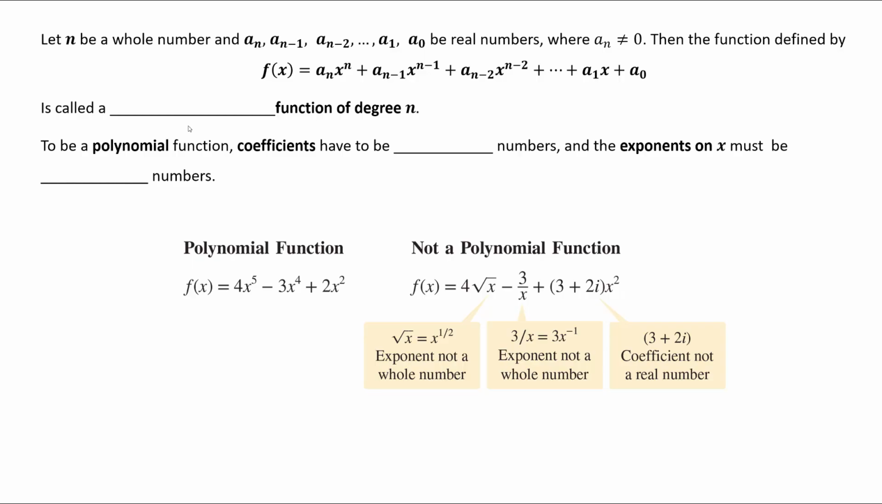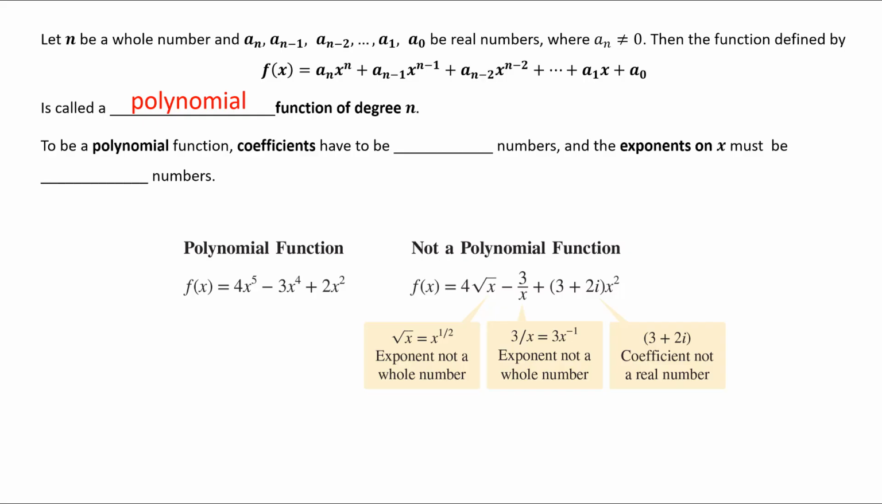Let n be a whole number, and let a sub n, a sub n minus 1, a sub n minus 2, and so on, be real numbers, where a sub n is not 0. Then the function defined by f of x equals a sub n x to the n plus a sub n minus 1 x to the n minus 1 plus a sub n minus 2 x to the n minus 2, and so on, all the way down to a sub 0, which would be a constant, is called a polynomial function.